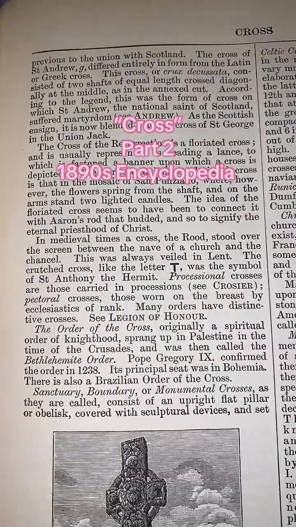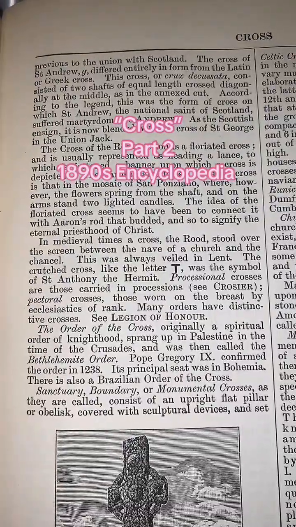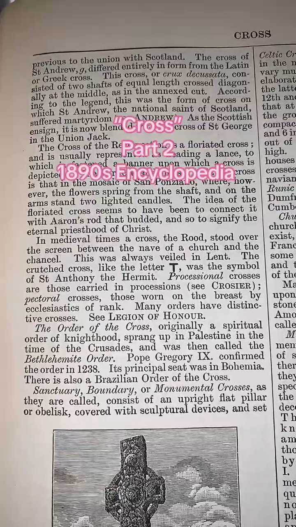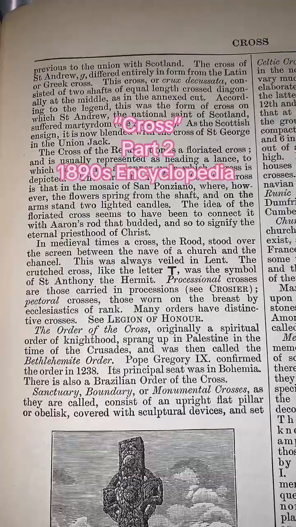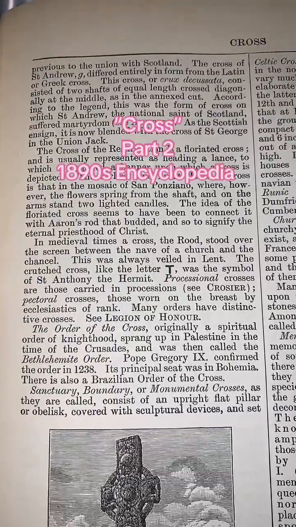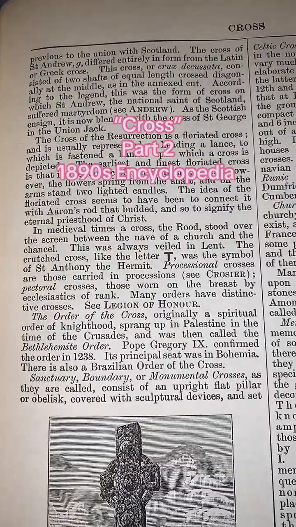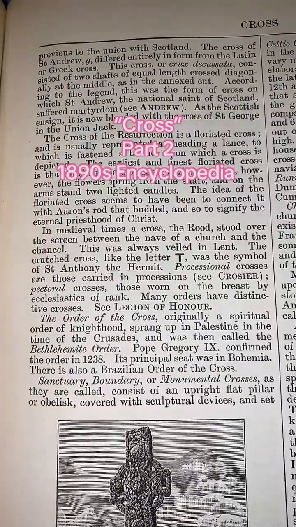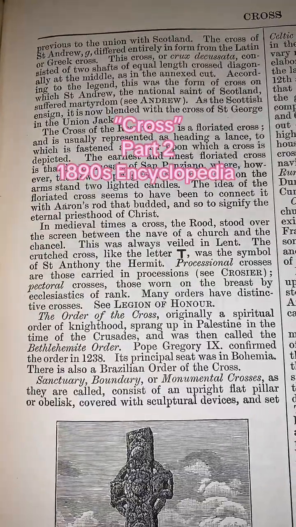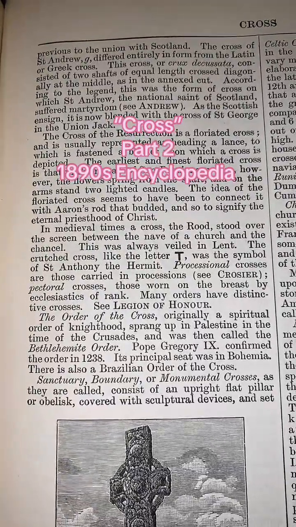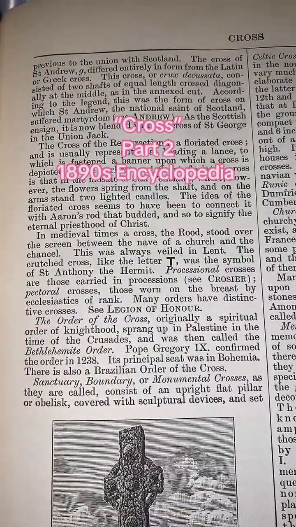In medieval times, a cross, the rood, stood over the screen between the nave of a church and the chancel. This was always veiled in Lent. The crutched cross, like the letter T, was the symbol of St. Anthony the Hermit. Processional crosses are those carried in processions. See crozier. Pectoral crosses, those worn on the breast by ecclesiastics of rank. Many orders have distinctive crosses.